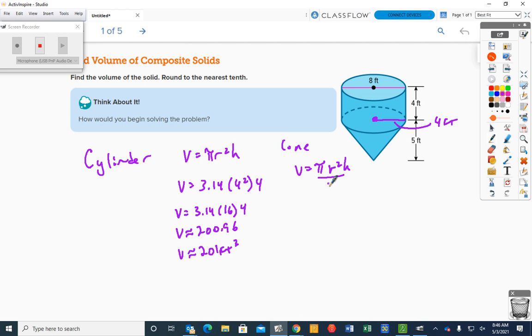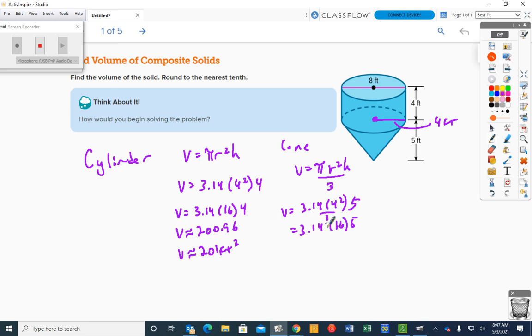By what? By 3. Okay, so let's plug in what we have here. We have 3.14 times, what's the radius? 4. 4 squared. Now, why can't I just use this one? What's different? Oh, the height. My height on this one is 4. What's my height on this one? 5. Okay, so this is going to be times 5. All right, so this is 3.14 times 16 times 5.